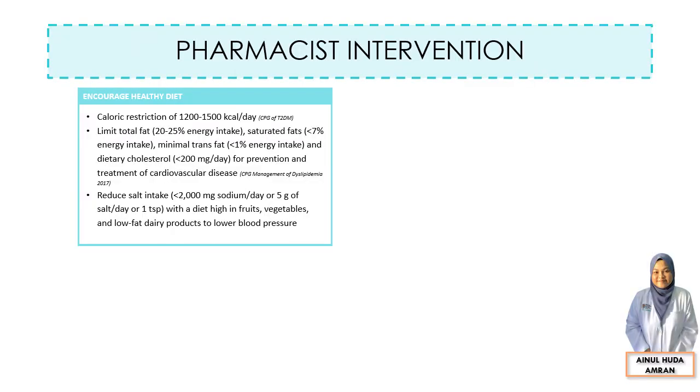Moving on to the pharmacist intervention, pharmacists can encourage patients on a healthy diet by restricting the calorie intake to 1,200 to 1,500 kilocalories per day, limiting the total fat, saturated fats, trans fat, and dietary cholesterol for the prevention and treatment of cardiovascular disease, and reducing salt intake to about 5 grams per day, with a diet high in fruits, veggies, and low-fat dairy products to lower her blood pressure.